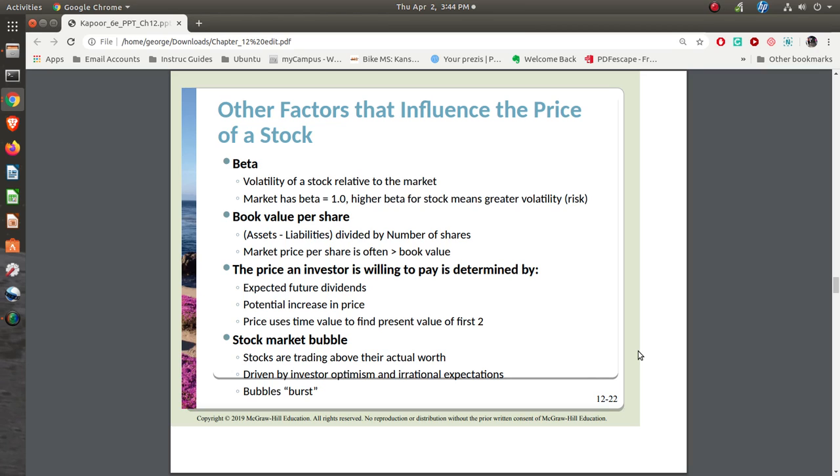Now you may hear about the stock market bubble. There have been multiple times where the stock market has created kind of a bubble. In other words, the stocks are trading higher than what they really should be. Eventually that bubble bursts.